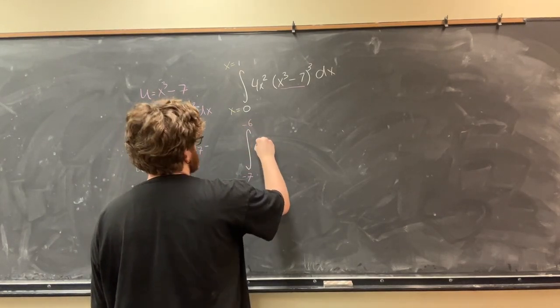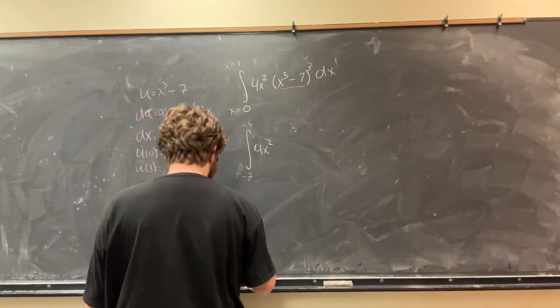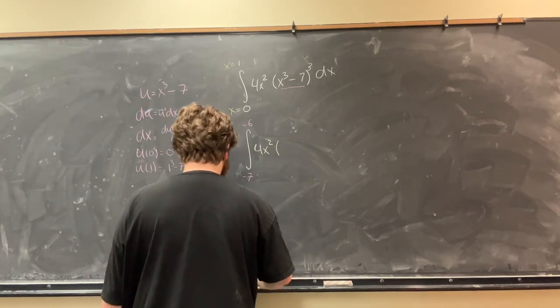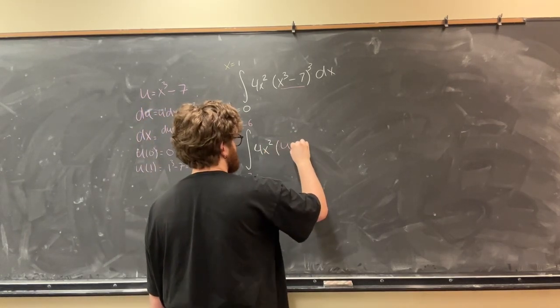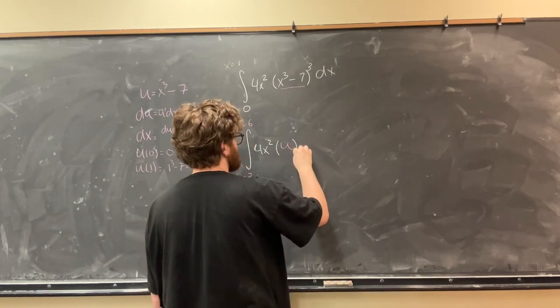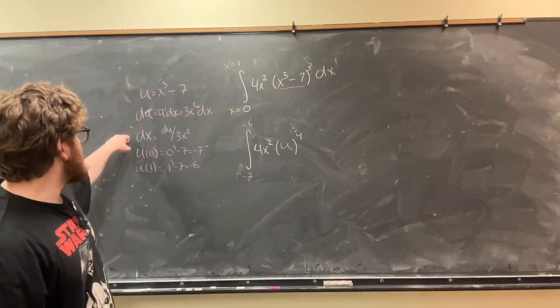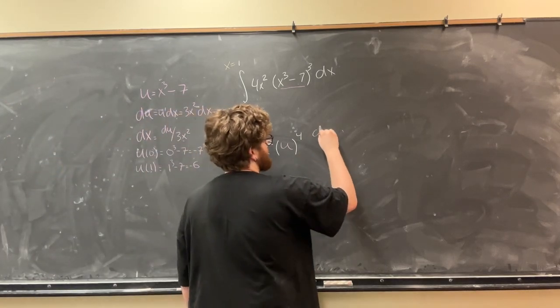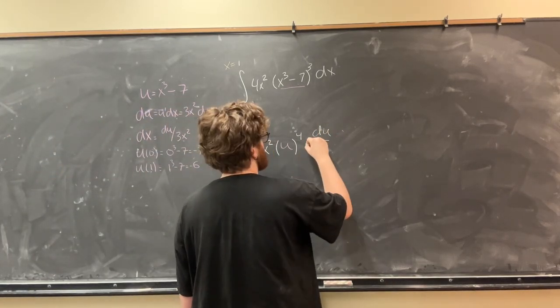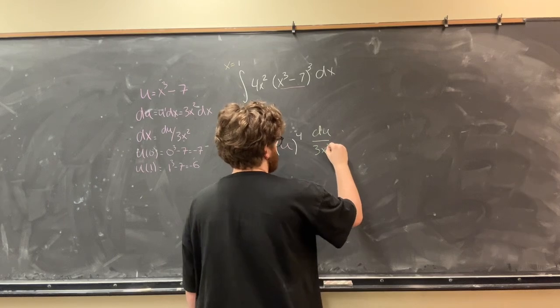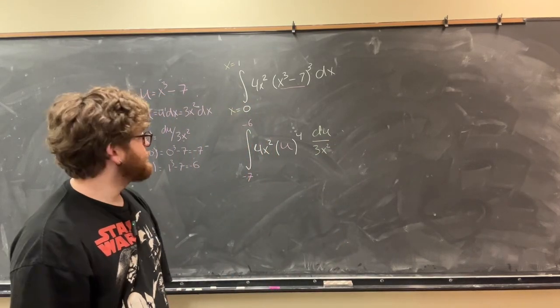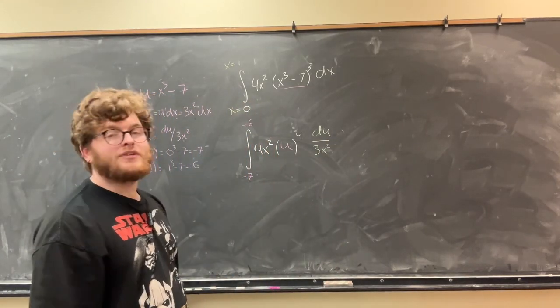Our 4x squared is unchanged. However, now we have u, and that's to the 4th. And then we changed our dx to now be du over 3x squared. Cool. So now we've got our integral in terms of u.